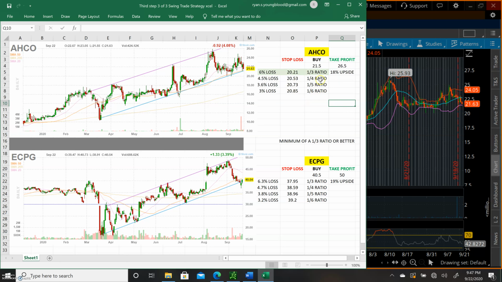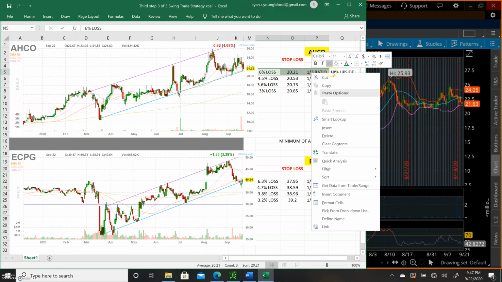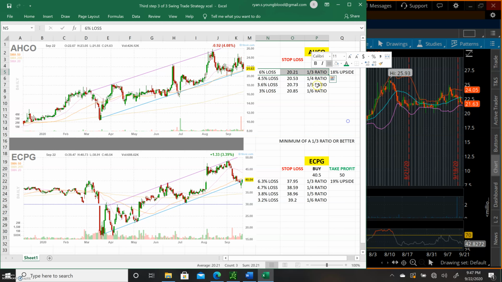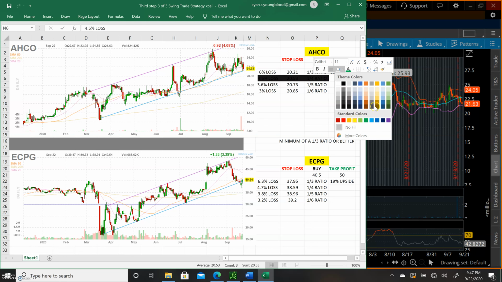So if you would have done 1-to-5 ratio at 20.73, you're still below the Bollinger Band. Okay, it's right around here. And that's a 1-to-5 ratio. You're only taking 3.6% loss. Not bad at all. Okay? But you want to give a little bit of room to wiggle. If you want to be a little safer, let's go in the middle. And we'll go here, 1-to-4 ratio. Okay.